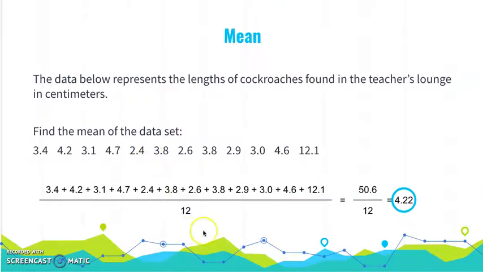And let's look at an example of mean for cockroaches and their lengths that are found in a teacher's lounge in centimeters. Now this is most likely a sample, so I would need to put x bar at the beginning and just add all the lengths and divide by how many cockroaches I sampled. Notice my mean has 2 decimal places since my original data had 1, and I should put centimeters at the end, and that is it for mean.